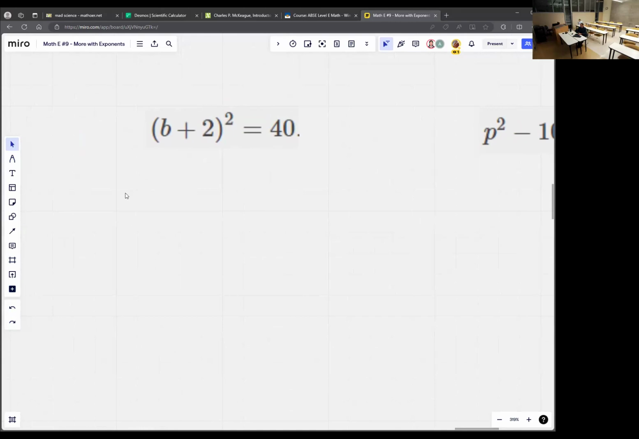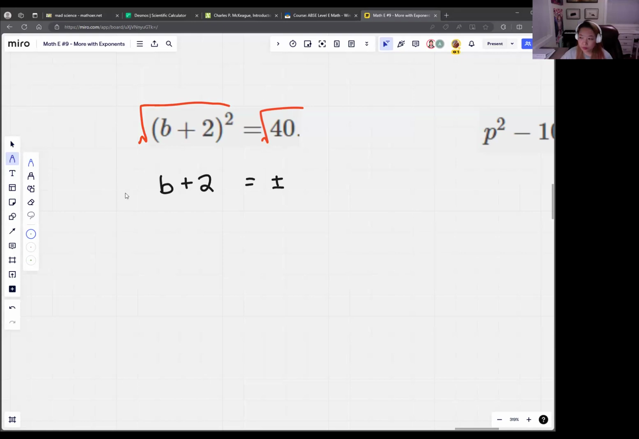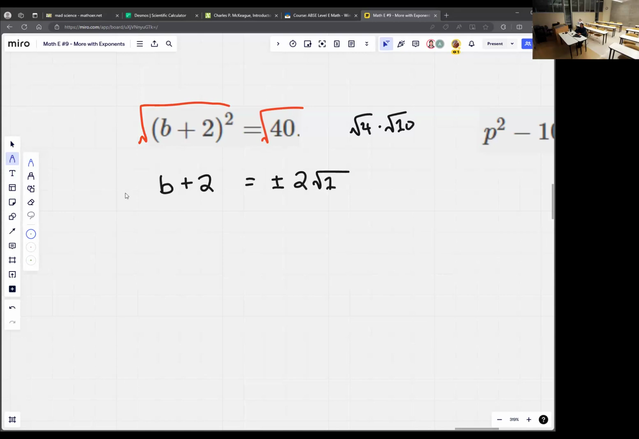Okay, b plus 2, all of that squared is 40. Very similar. I'm all set up to already take the square root of both sides. I get b plus 2 equals plus or minus, but the square root of 40 isn't quite so nice. I'll get 4 times 10. And the 4 can just become a 2. So if I take away 2 from both sides, then b is -2 plus or minus twice the square root of 10, whatever that is. Ugly answer.